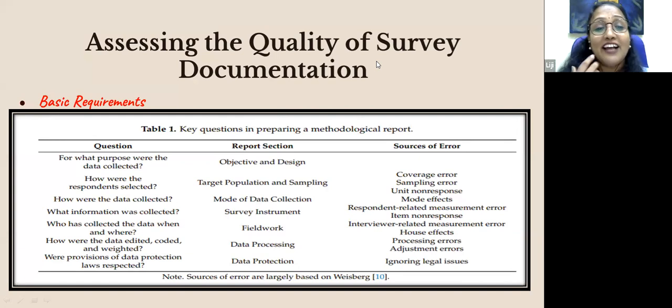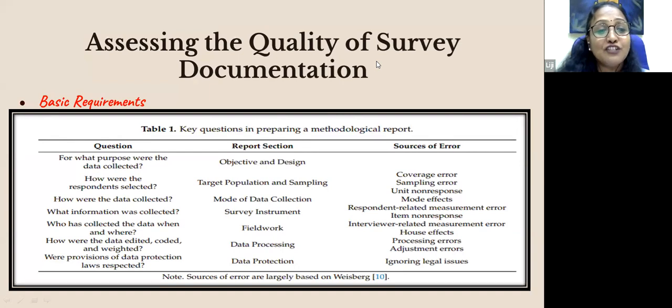Then, how were the data edited, coded and weighted? I'm sure yesterday ma'am has given us a lot of coding methods, data processing methods. So over here, administrative errors, processing errors and adjustment errors are obviously going to occur. In economics, we find this kind of error when we measure the balance of payment data, that is about international trade. This generally happens in balance of payment.